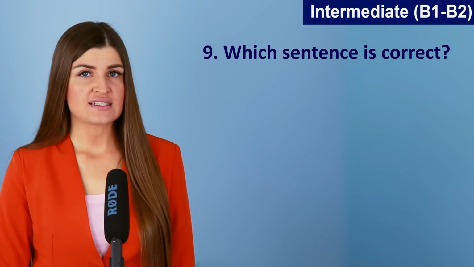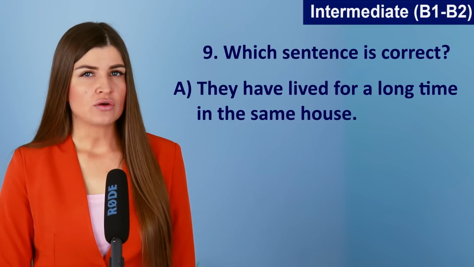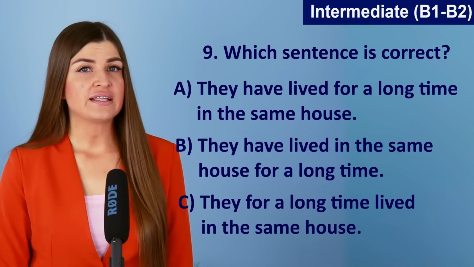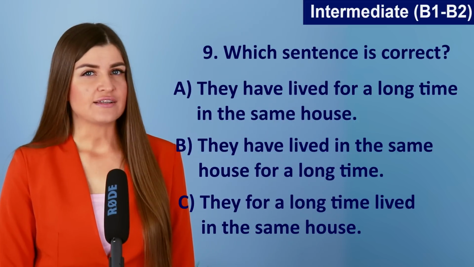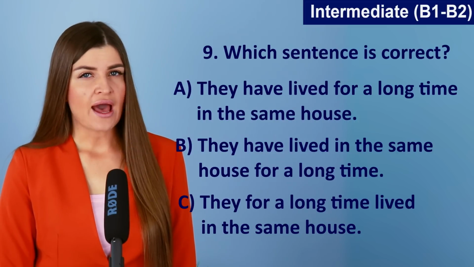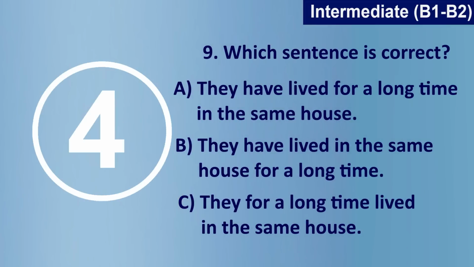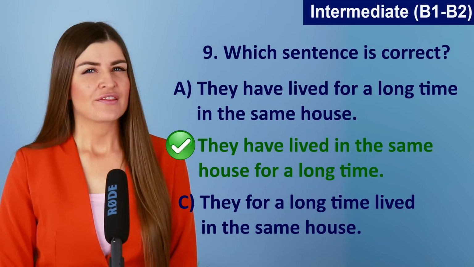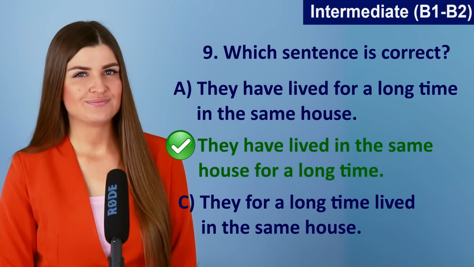9. Which sentence is correct? A. They have lived for a long time in the same house. B. They have lived in the same house for a long time. C. They for a long time lived in the same house. The correct option is B. They have lived in the same house for a long time.